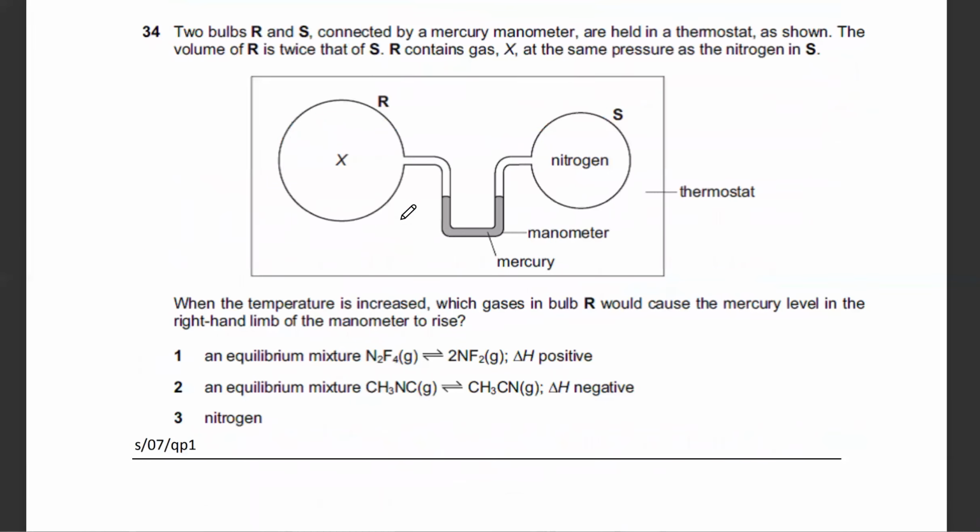अच्छा, फिर ये कि वो कह रहा है कि when the temperatures increase, which gases and bulb would cause the mercury level in the right hand limb of the manometer to rise. ये right hand limb है. वो कह रहा है mercury level है इधर ज्यादा होना चाहिए. वो इधर क्यों ज्यादा होगा? यहाँ पे गैस ज्यादा बनेगी, कम बनेगी इस साइड पे?